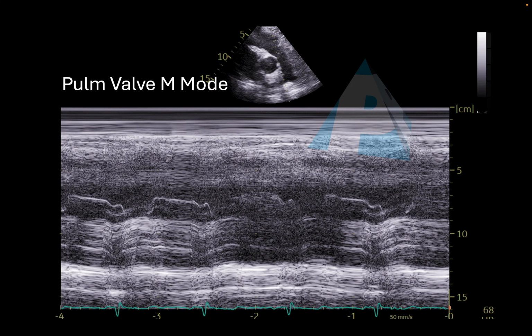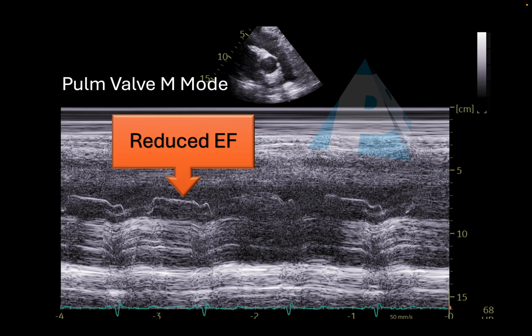How many of you are comfortable with M mode of the pulmonary valve? To tell you the truth, in our times we were trained from M mode onwards, and this is the M mode of the pulmonary valve, and this is the EF slope. You see, this EF slope is reduced. Normally it should be like this, and a reduced EF slope indicates pulmonary artery hypertension.